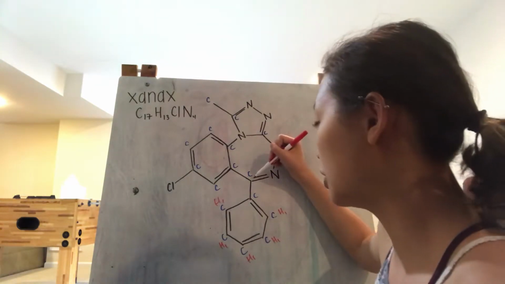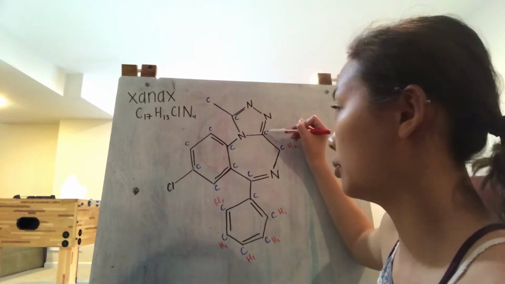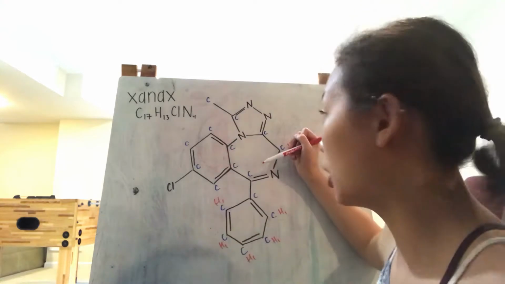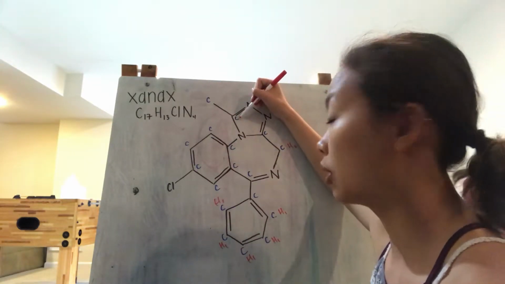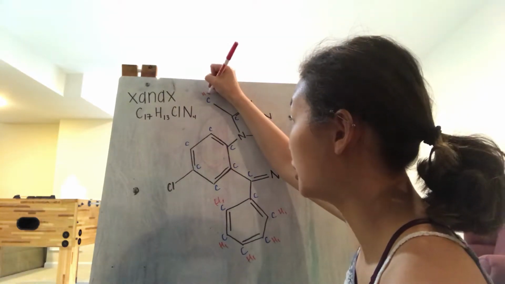This carbon's not going to receive any hydrogens, nor is this one, nor is this one, nor is this one, because all of these 4 carbons already have 4 bonds to them. And then same with this carbon, it already has 4 bonds. This carbon's going to have 3 hydrogens.